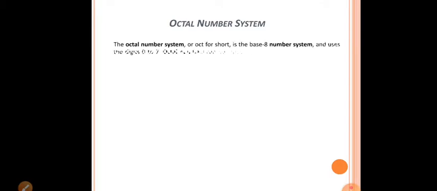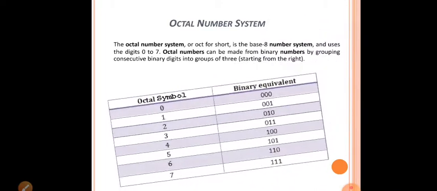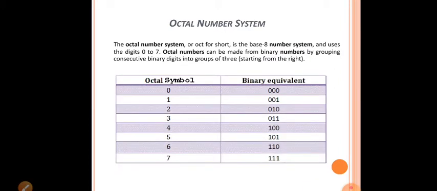In the definition you can also see the octal number, or oct for short. That means in short, if I say octal number, it should be oct, the base 8 number system, and it uses the digits 0 to 7. After that it becomes 0 again. So we have to check the numbers 0 to 7.